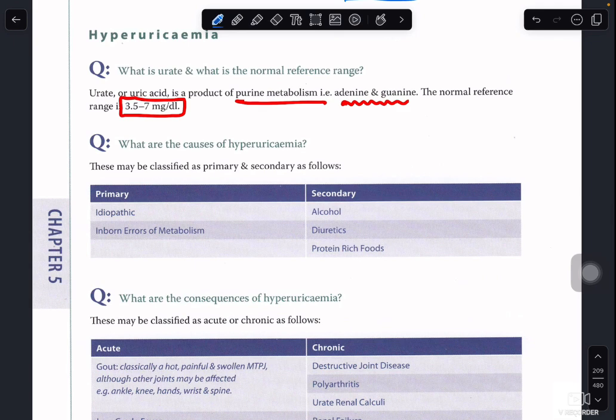Now we'll see about hyperuricemia. What is urate and what is the normal reference range? Urate, or uric acid, is a product of purine metabolism. That is adenine and guanine. These are purines.